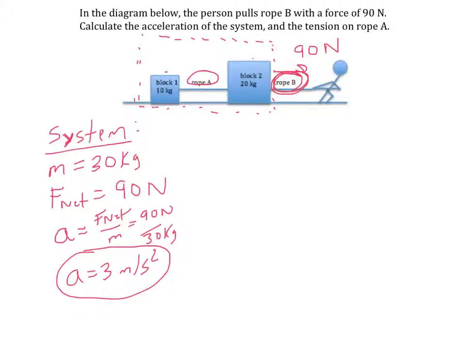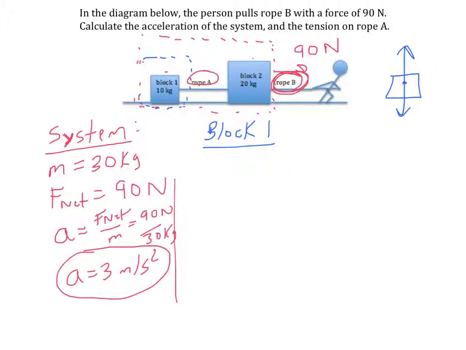Now we want to find the tension on rope A. This is where we break it up, and we don't just look at the system anymore, we look at a specific block. In this case, I'm going to pick block 1. I'm going to analyze block 1 as its own mini-system and analyze what forces are on it. Here's a picture of block 1, and we know it has a weight and a normal force, which cancel each other out. It's not sinking or anything. Rope A is pulling it along, and the only net force acting on it is rope A.